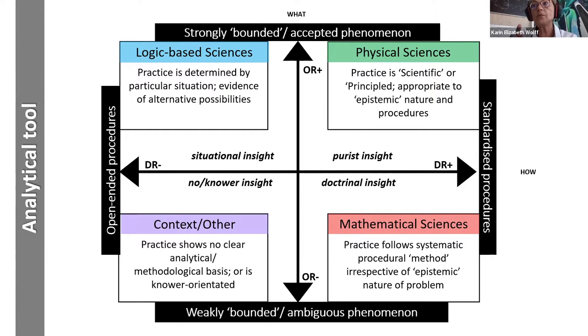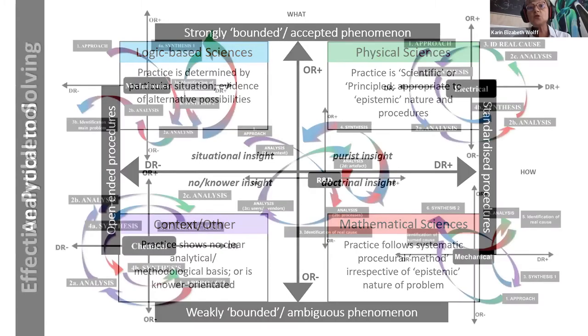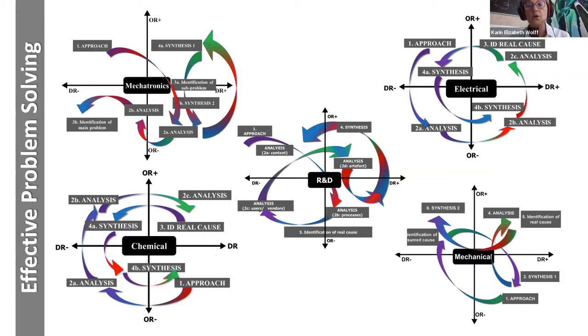Now, the important point here is that it's not about getting stuck in a quadrant. It's about moving, about code shifting, about recognizing different ways of thinking at different stages of any knowledge practice. So these are just examples from my own research on successful engineering problem solvers in industry, in different contexts.